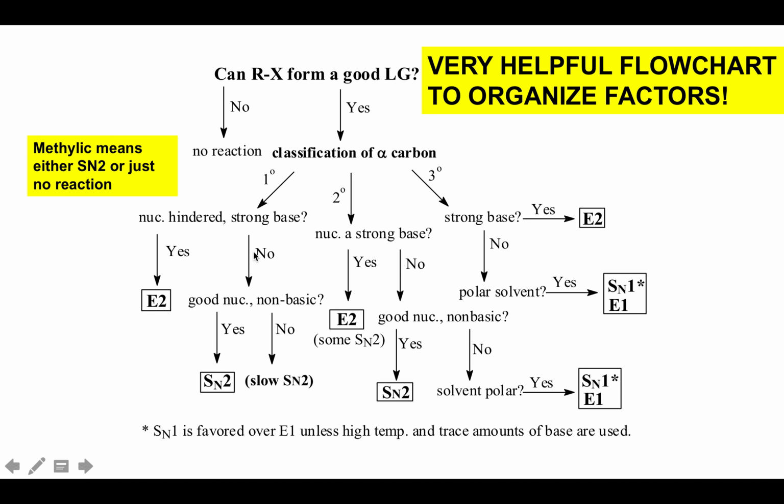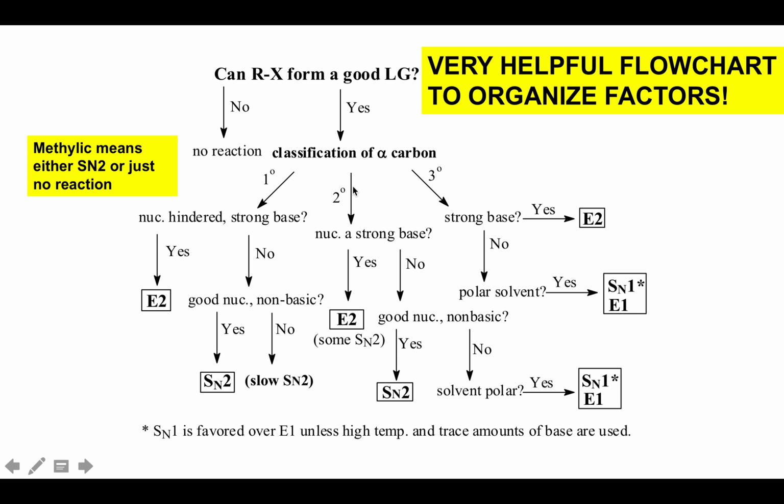Now, what if it wasn't a bulky strong base? It will always undergo SN2. If it wasn't basic, it would undergo a slow SN2, which is still SN2. So even if I used methoxide or ethoxide as a base, since it's not bulky, it will actually go SN2. But that only happens for primary. If I use a strong base for any other of these substrates, secondary or tertiary, it automatically goes to E2.